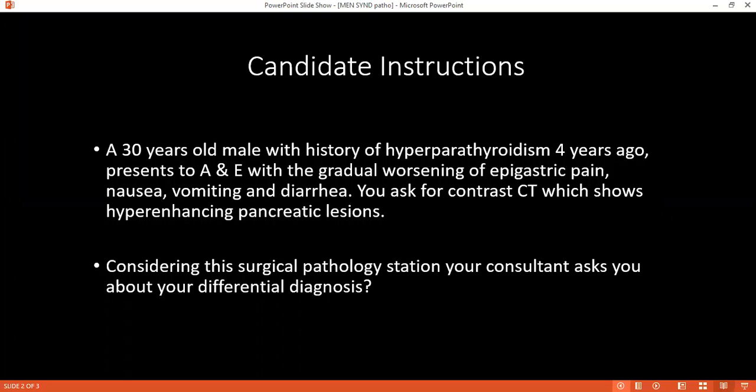But if I'm to tie these symptoms together, if it's a syndromic problem, this patient could possibly have MEN1 syndrome, which is hyperparathyroidism, pancreatic tumor, and I also expect the patient to have pituitary adenoma in that case. All right, good. Can you tell me how would you confirm your diagnosis?